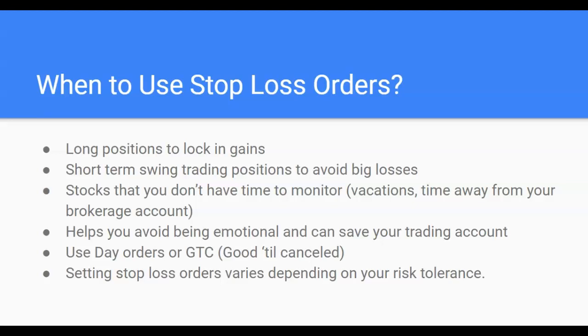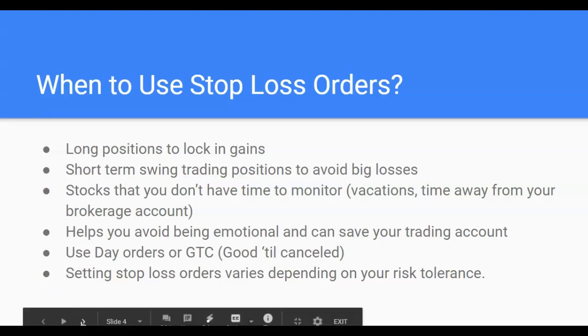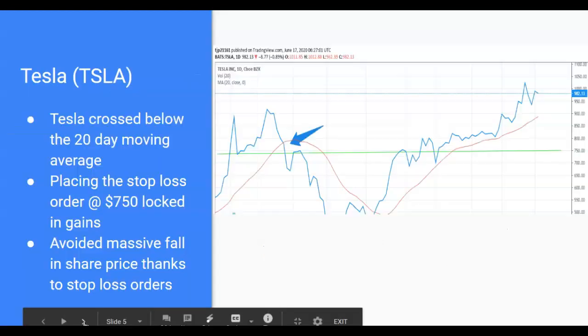And you want to set up stop loss orders depending on your risk tolerance. So if you're really conservative, perhaps a 5 to 10% stop loss order is best for you. And if you're super aggressive, perhaps you would wait 25%, and some people go up to 50% stop loss orders if they're really confident in the stock, option, or whatever they're trading.